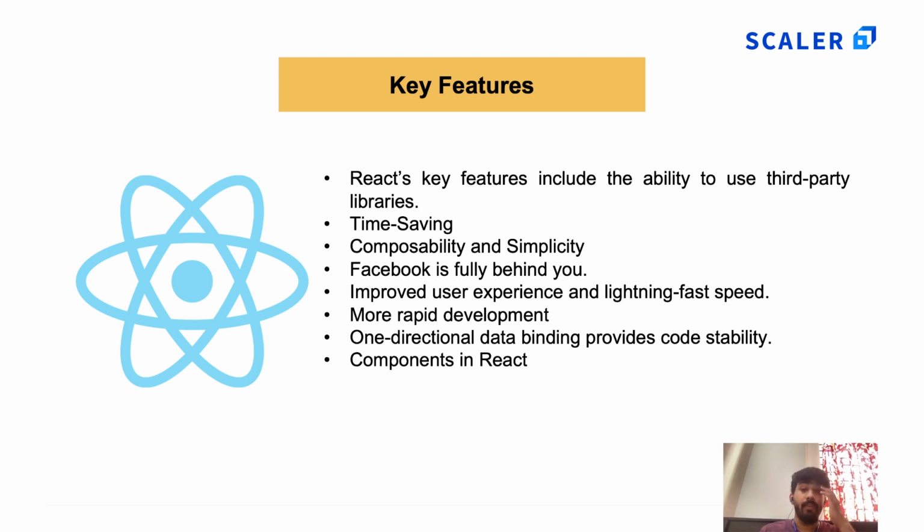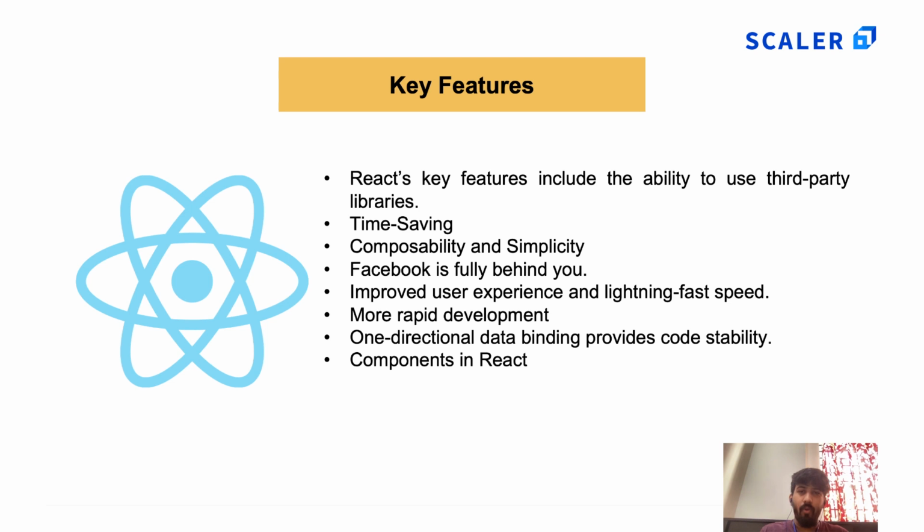More rapid development, so development can be done faster, upgrades can be made faster. It's really useful in a DevOps environment. One directional data binding provides code stability. So here two-way binding is not there, one directional data binding is there, but it will provide you code stability because only one part of the code will change, right? And then components in React. As we discussed, components can be reused again and again because they are modular and very easy to create. So these are the key features in React.